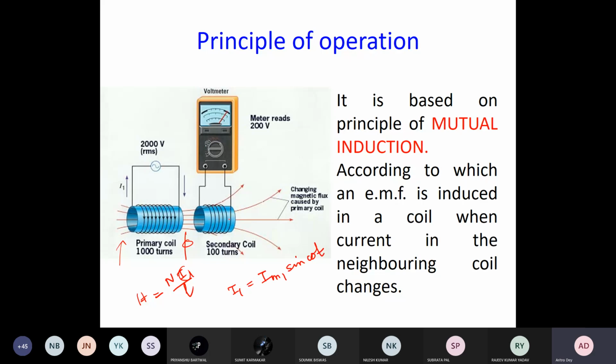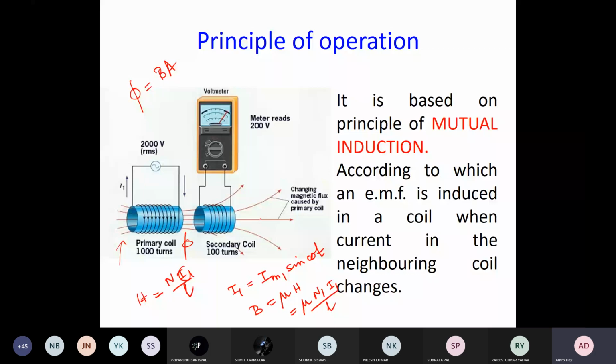If you have a linear relationship between B and H, then B will be equal to mu into H, so you can write mu into N1 into I1 by L. And then what is your phi? Phi will be equal to B into the cross section area. This is shown through air, but of course if we use a magnetic material it will be much better, so your flux density will be high and reluctance will be less if you are not using an air gap.